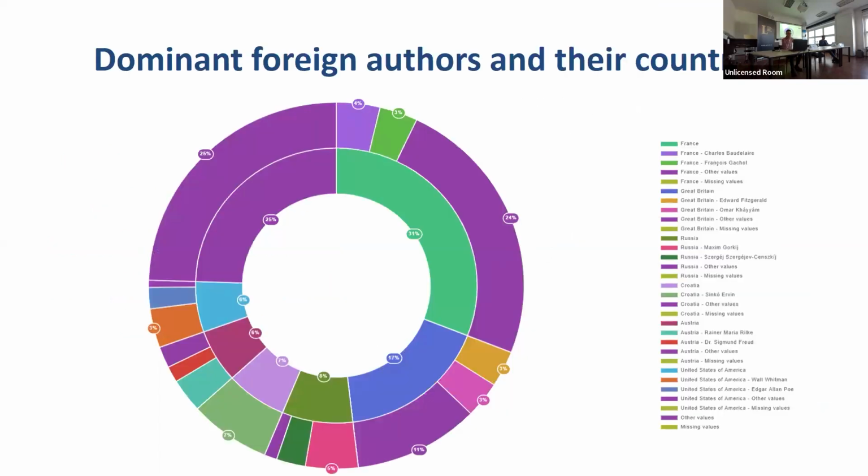This pie chart shows the dominant translations. Most translated works came from France, 31% of the translations, and they are related to the writings of Baudelaire, basically.